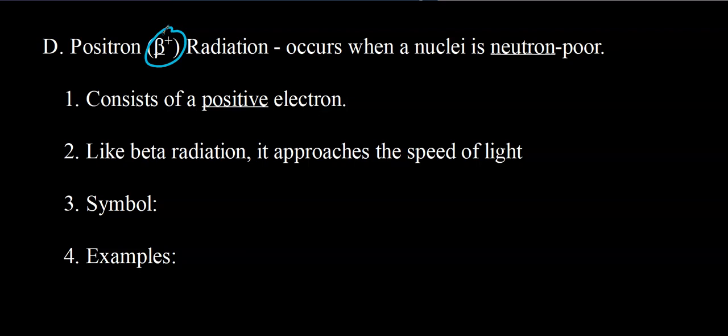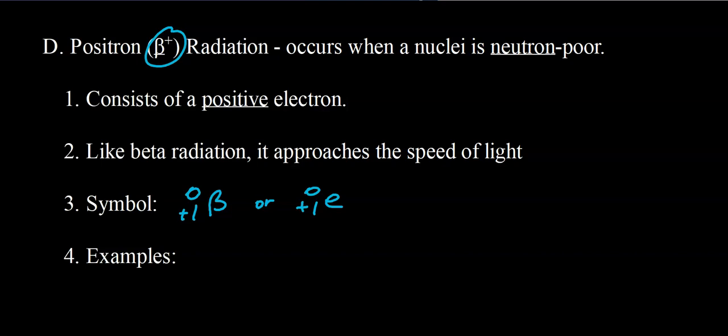All right, symbol for a positron. Again, there's a couple we can use. I prefer this one. Zero mass, positive one charge, beta, or 0 over positive 1 E.